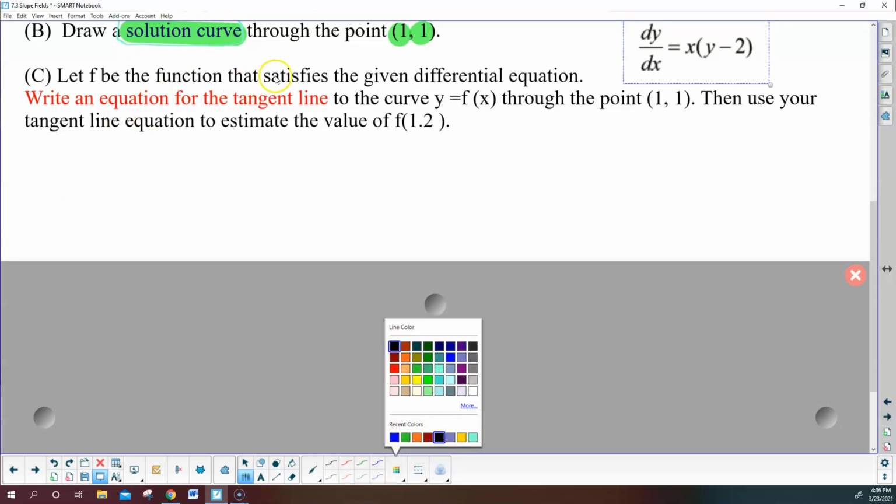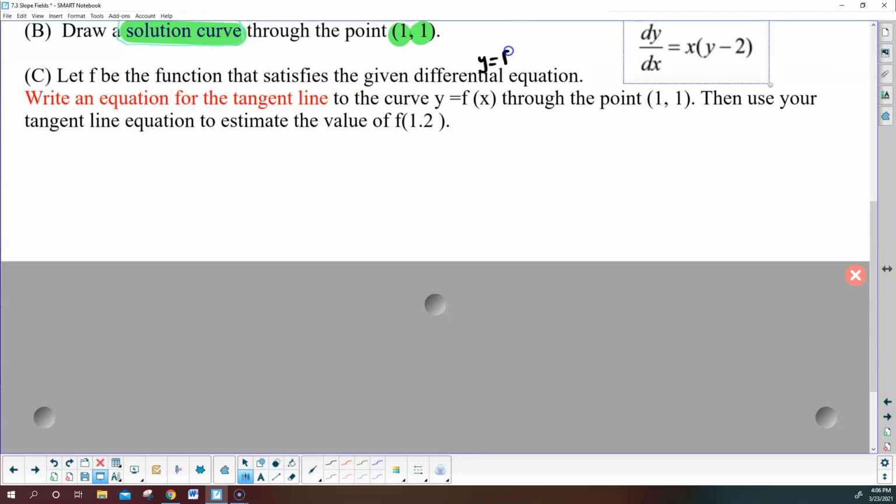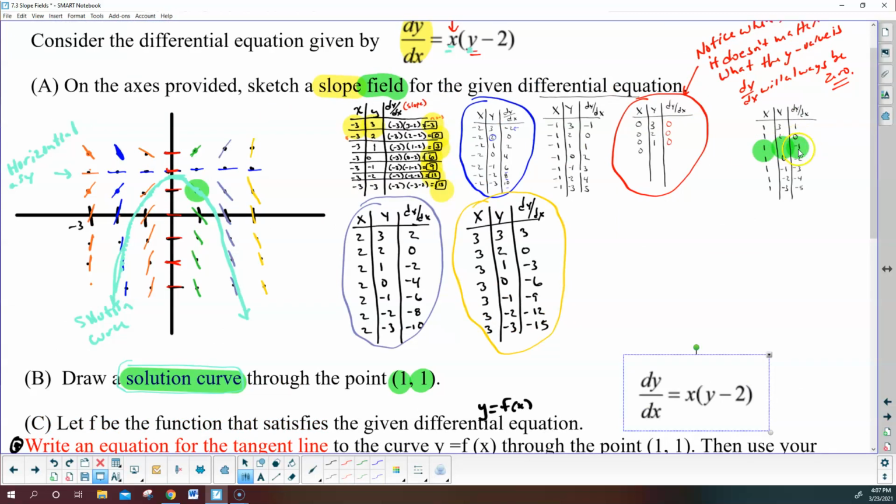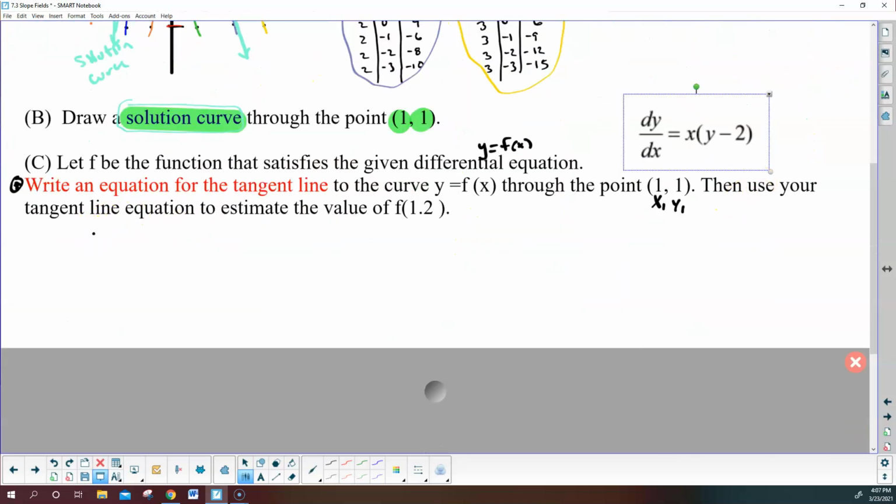So let f be a function that satisfies the given differential equation. What they're basically saying is let f and y equal the same thing. You can write y equals or f equals. Now we have to write the equation of the tangent line. Wait a minute, didn't we just do that? We did that in the warm-up. Here's x1, y1. Now notice, you don't have to do any more work. We already know the slope. At the point 1, 1, didn't we just have that? At the point 1, 1, my slope is negative 1. So if you have a table, go ahead and steal that. I know my slope is negative 1 from the table.